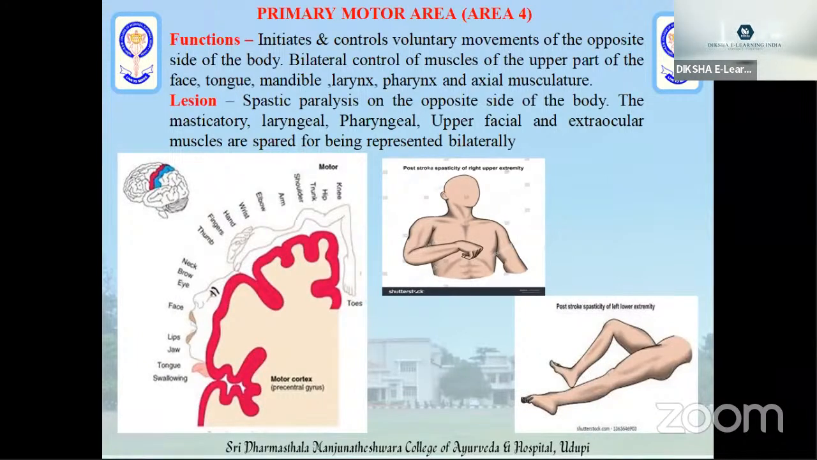Now, what happens if lesions occur in this area? In the primary motor area, if lesions are formed, then there will be spastic paralysis on the opposite side of the body. Why? Because whenever an upper motor neuron lesion is there, the lower motor neuron activity will get increased. The masticatory, laryngeal, pharyngeal, upper facial, and extraocular muscles are spared for being represented bilaterally. The biceps jerk and the knee jerk, hitting the ligamentum patellae, will all get exaggerated in spastic paralysis, because this is an upper motor neuron lesion.